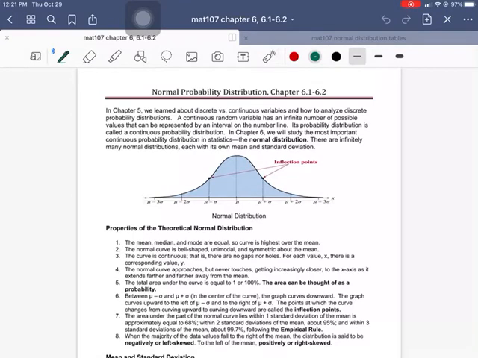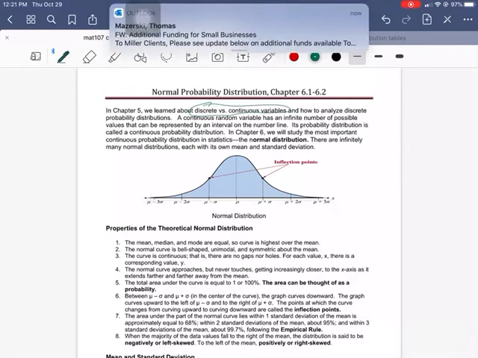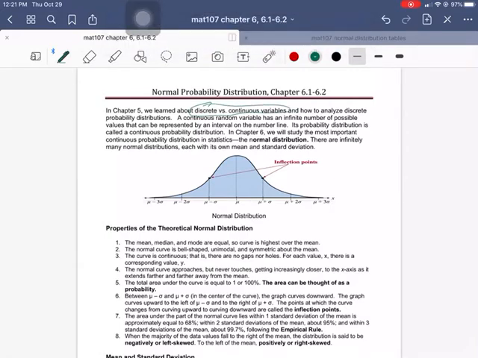Okay, Chapter 6, Normal Probability Distribution. In Chapter 5, we were talking about discrete and continuous variables and how to analyze discrete probability distributions. This chapter is going to be about continuous random variables, because they have an infinite number of possibilities. They're going to be seen on a number line.